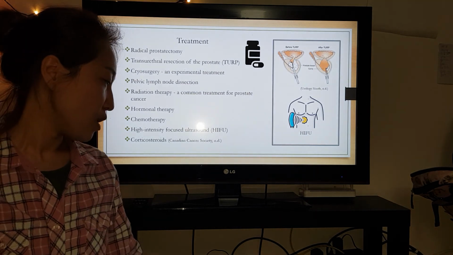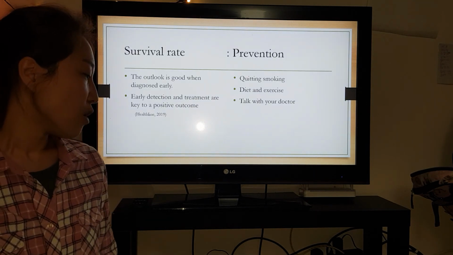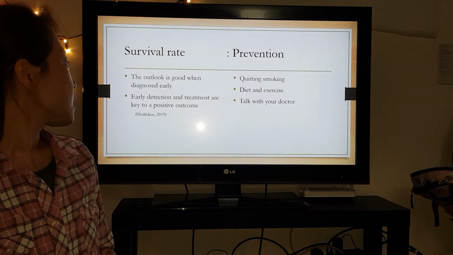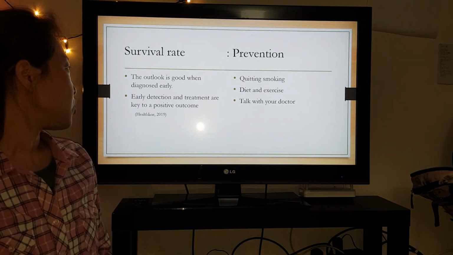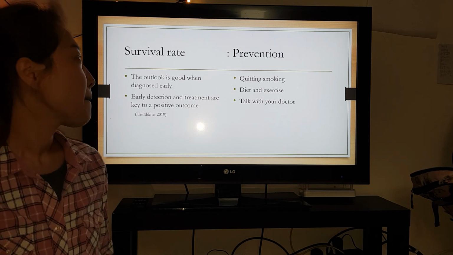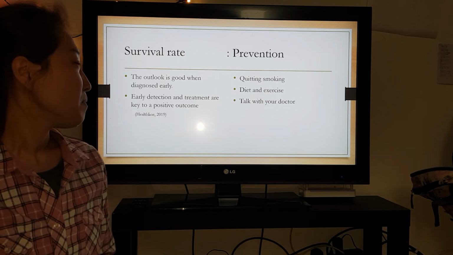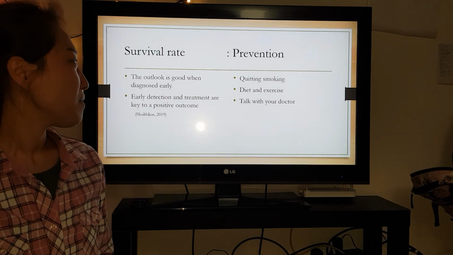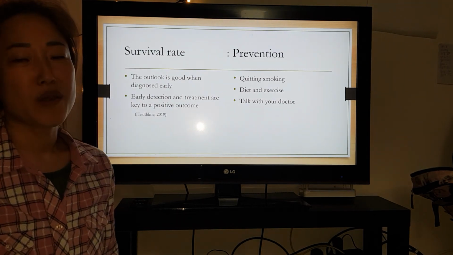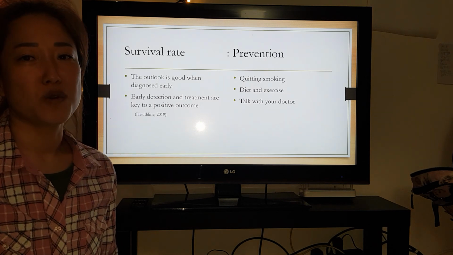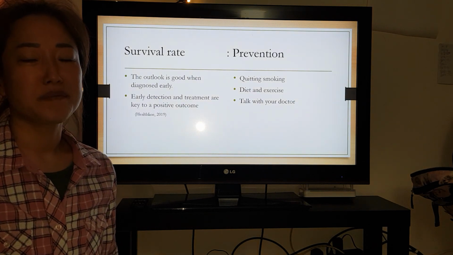Then let's move on to the survival rate. The outlook is good when diagnosed early. Early detection and treatment are key to a positive outcome. To prevent it, quit smoking, eat a good diet, exercise, and talk with your doctor regularly. These are the key points for preventing prostate cancer.